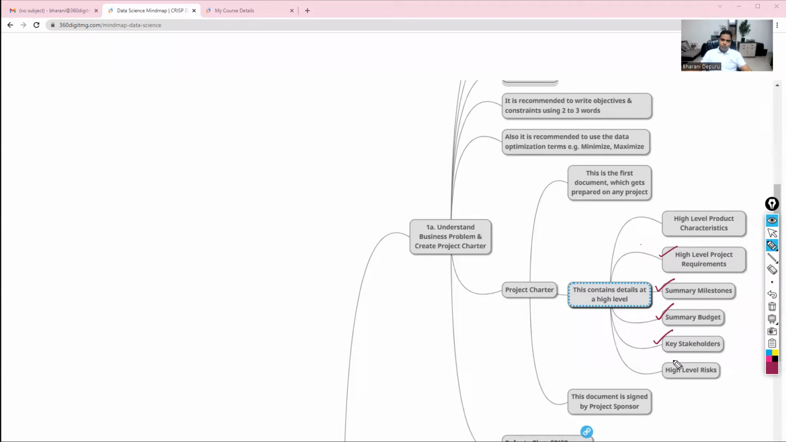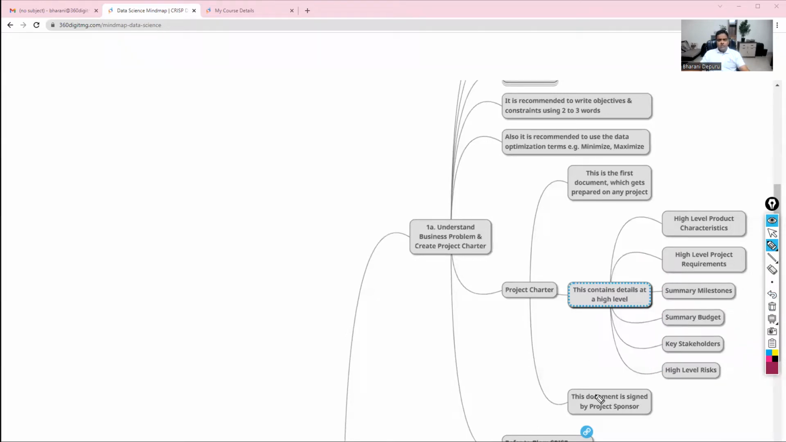Who are the key stakeholders on the project? The important folks, decision makers. Their details would be available here, and the high level risks. What are the risks that we foresee at a high level? Because if this project is destined to fail, let it fail early. That's the rationale.